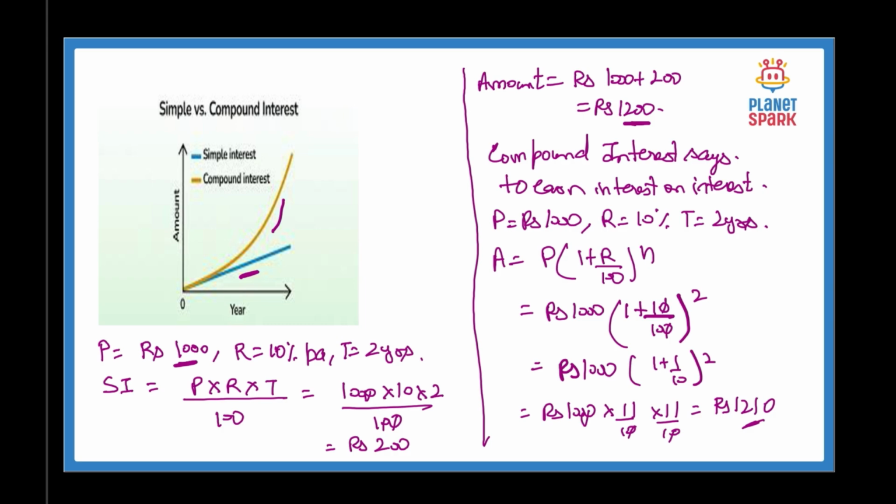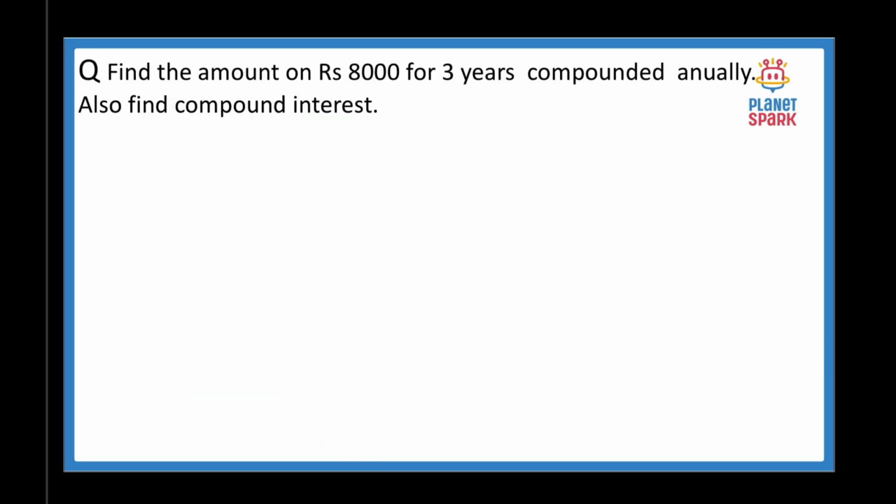There's a difference between the interest earned, and this is specifically because in compound interest, every year we change the principal amount by adding the previous year's interest. That's why banks and loan giving institutions always charge compound interest rather than simple interest. Let's do it with the help of an example.